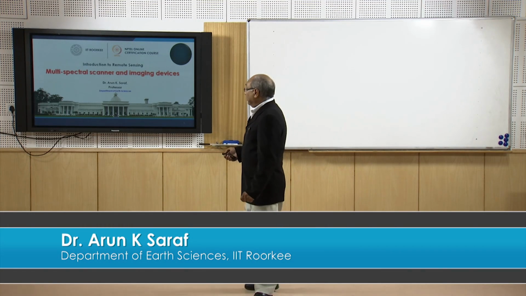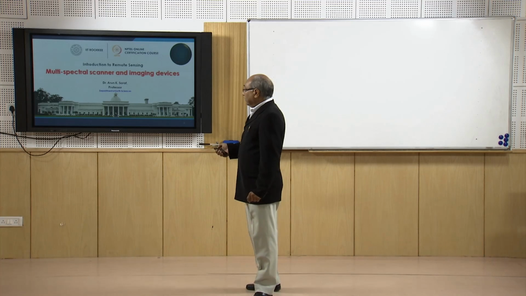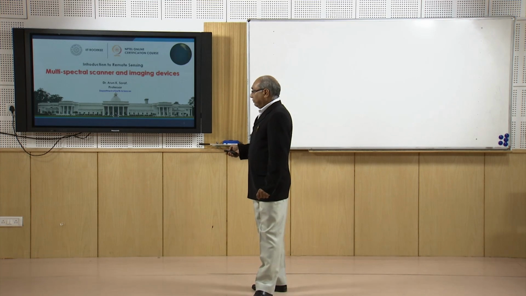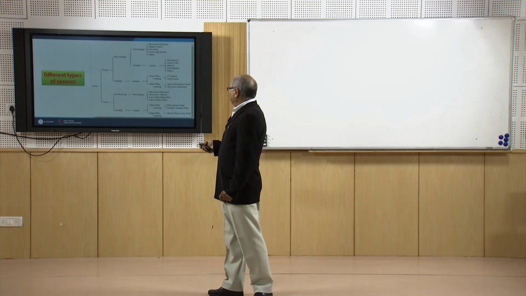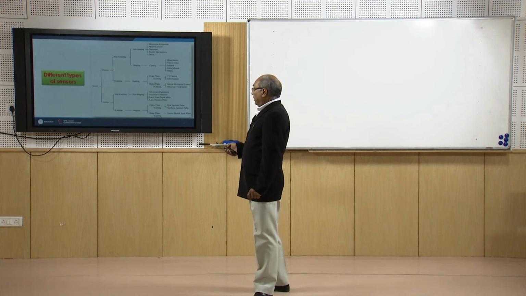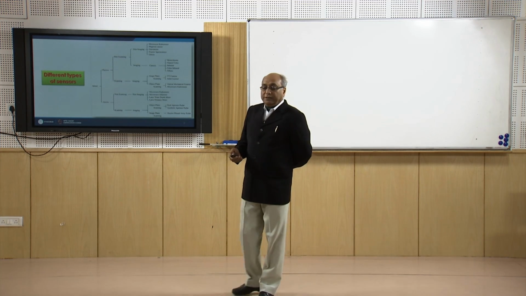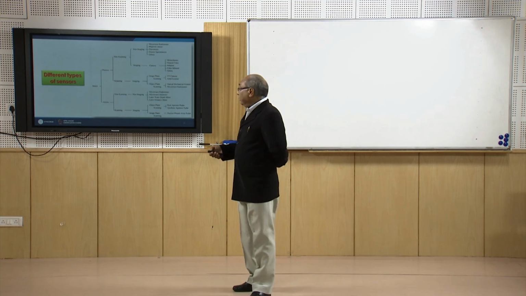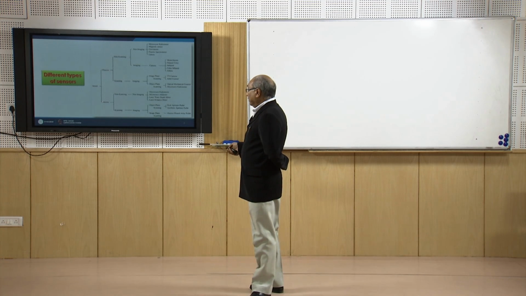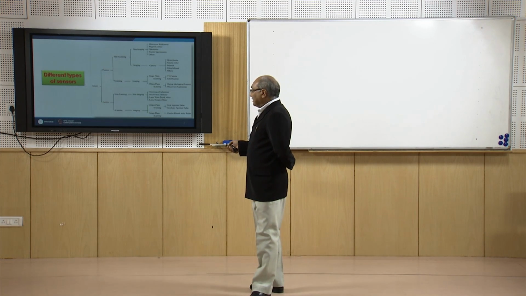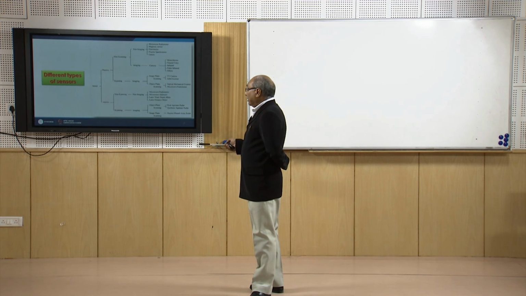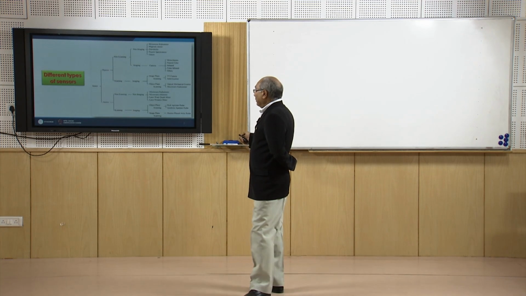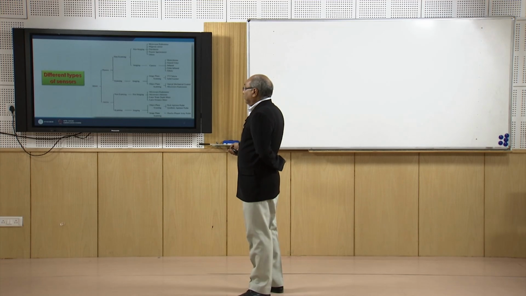And in this particular lecture we will be discussing different multispectral scanners and different imaging devices which are very popular nowadays. If you remember, we discussed in previous lectures that two types of remote sensing are possible. One is passive remote sensing and then active remote sensing. So, the sensors are also accordingly, and there are two major categories of sensors. One is the passive sensor, very popular one, which we will see one by one, and then active sensors.